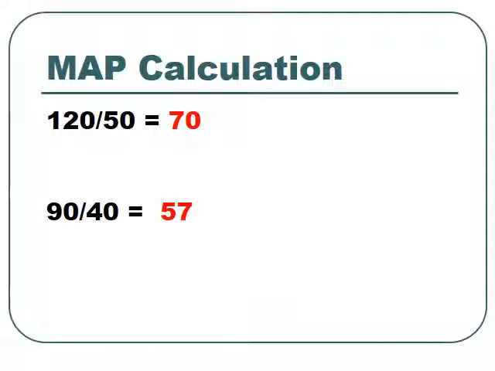Okay, so these are the calculations. These are the correct answers that you should have got. A mean arterial pressure for a blood pressure of 120/50 should be 73, and a mean arterial pressure of blood pressure of 90/40 should be 57. So if you used your formula, you should have got these two.